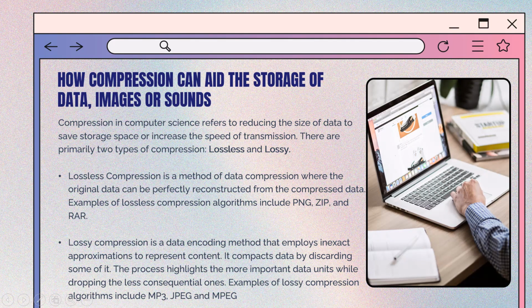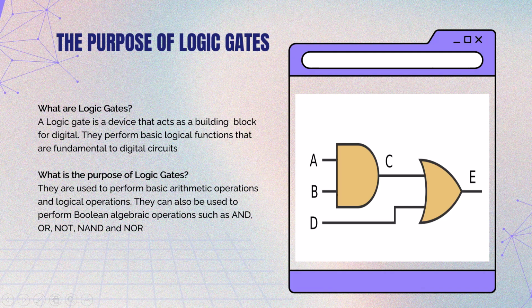Lossy compression is a data encoding method that employs inexact approximations to represent content. It compresses data by discarding some of it. The process keeps the more important data units while dropping the less essential ones. Examples of lossy compression algorithms include MP3, JPEG, and MPEG.